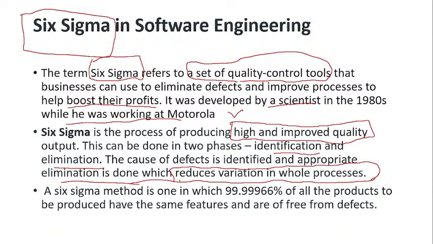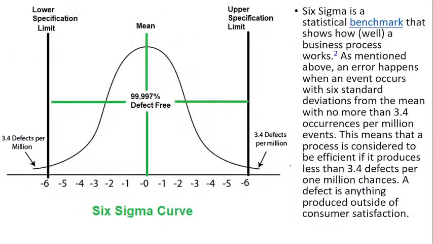A Six Sigma method is the one in which 99.99% of all the products produced have the same features and are free from defects. This is a Six Sigma curve, a statistical benchmark that shows how a business process works.